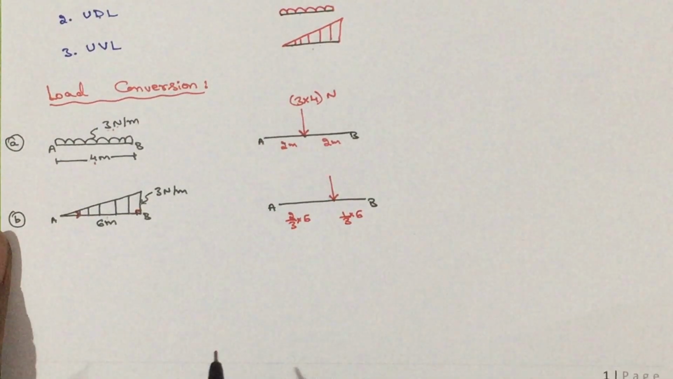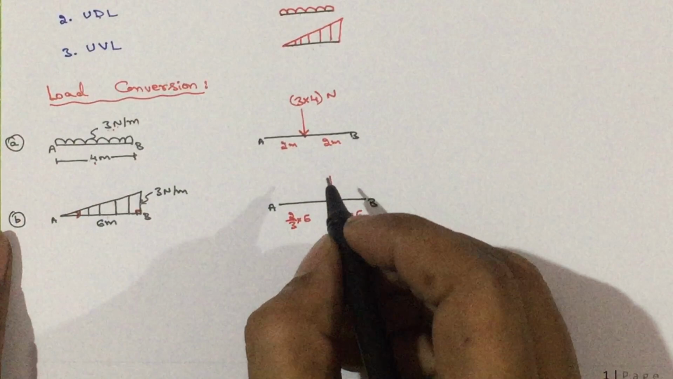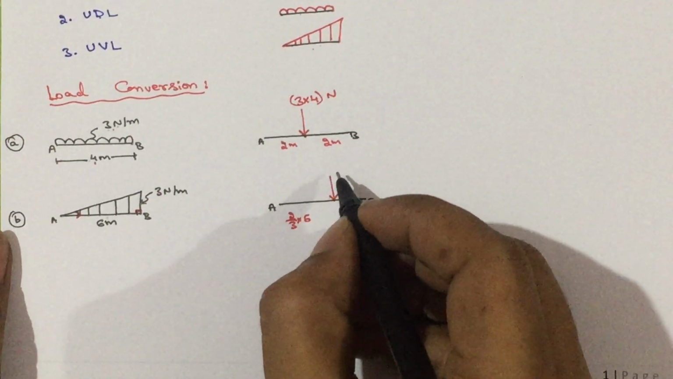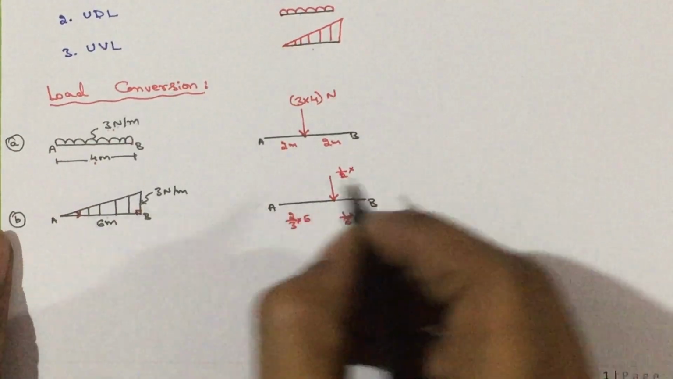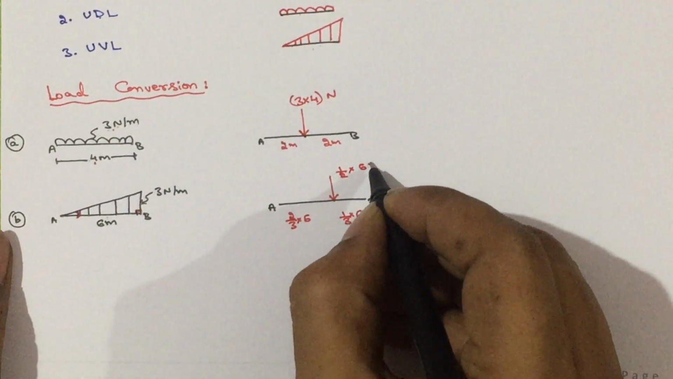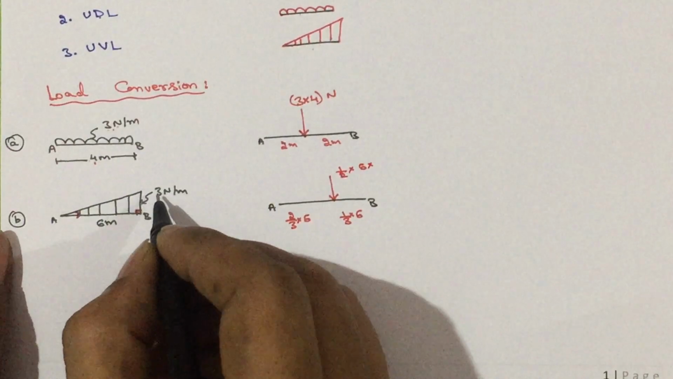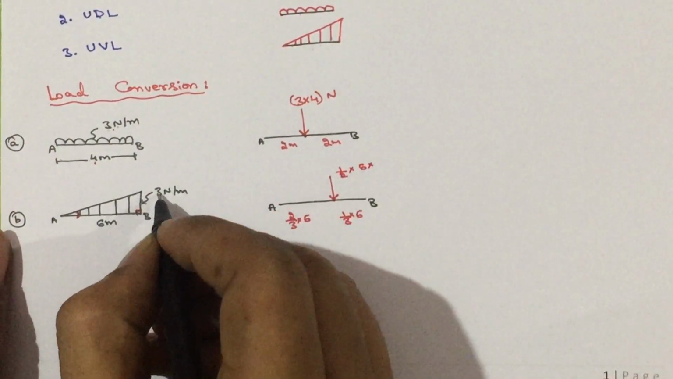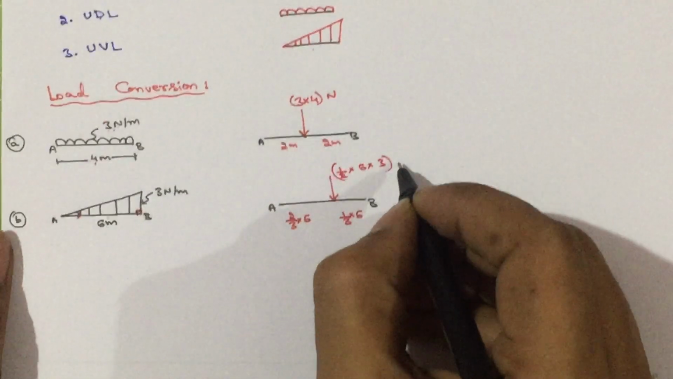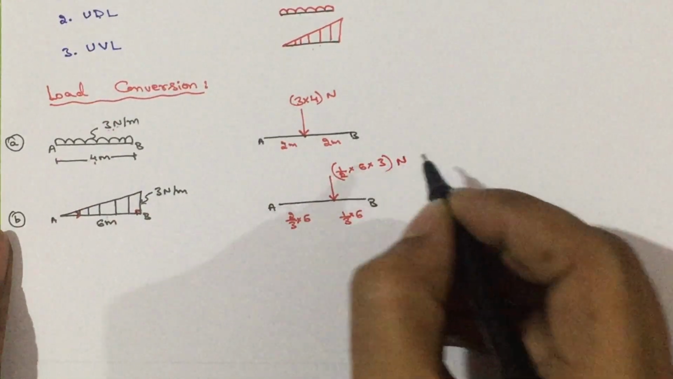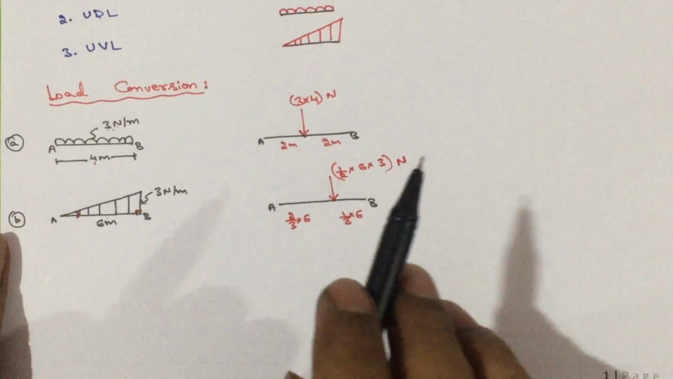So, how much will it act? It will be equal to half into base into height. Half into base, that is 6 meter, 6 into height. How much is the height? 3 Newton per meter will be considered as the height, 3. So, the meter gets cancelled, you will get Newton. Half into base into height.